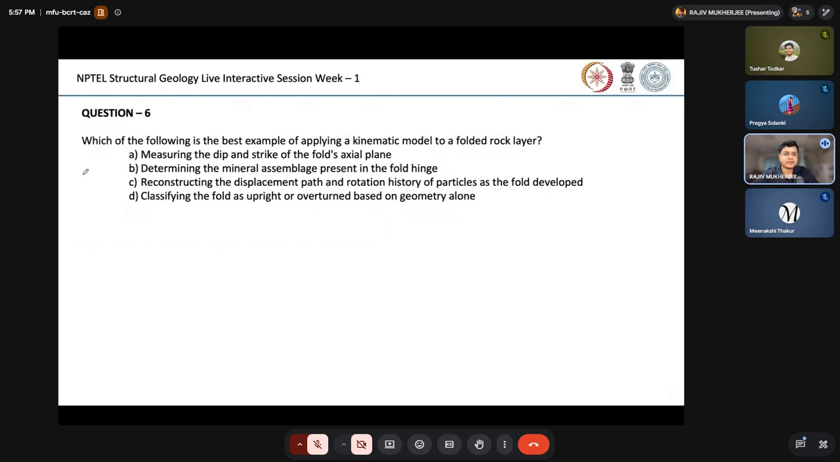Question number 6. Which of the following is the best example of applying a kinematic model to a folded rock layer? Option A, measuring the dip and strike of the fold's axial plane; option B, determining the mineral assemblage present in the fold hinge; option C, reconstructing the displacement paths and rotation history of particles as the fold develops; and option D, classifying the fold as upright or overturned based on geometry alone.